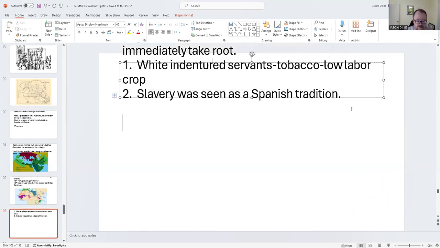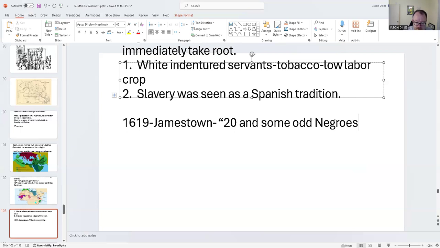If we look at 1619 at Jamestown is when we start to see the first 20 and some odd, I'll give you the exact quote from John Rolfe. Apparently a Dutch pirate ship came to Jamestown and sold off some slaves they had captured raiding on the Spanish.